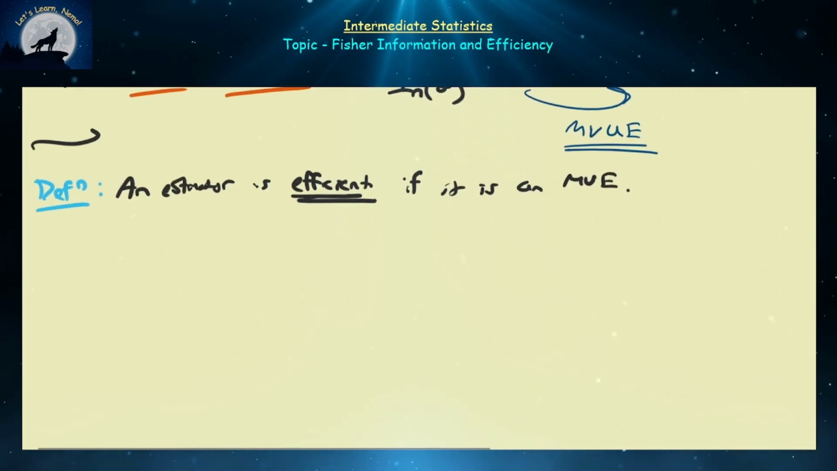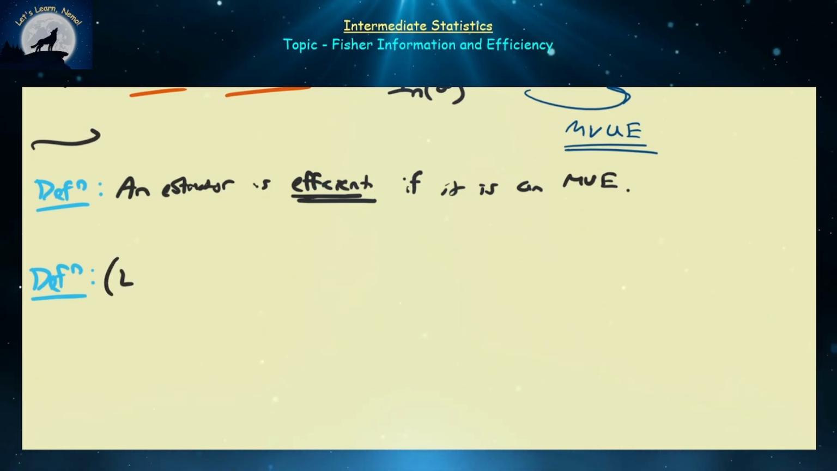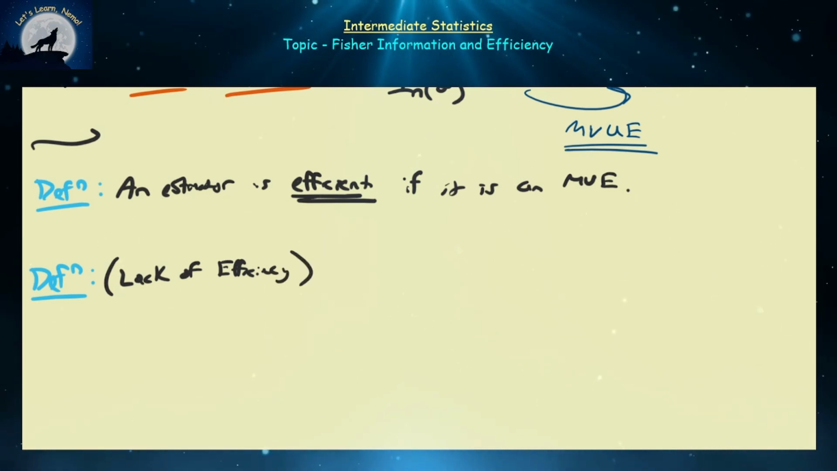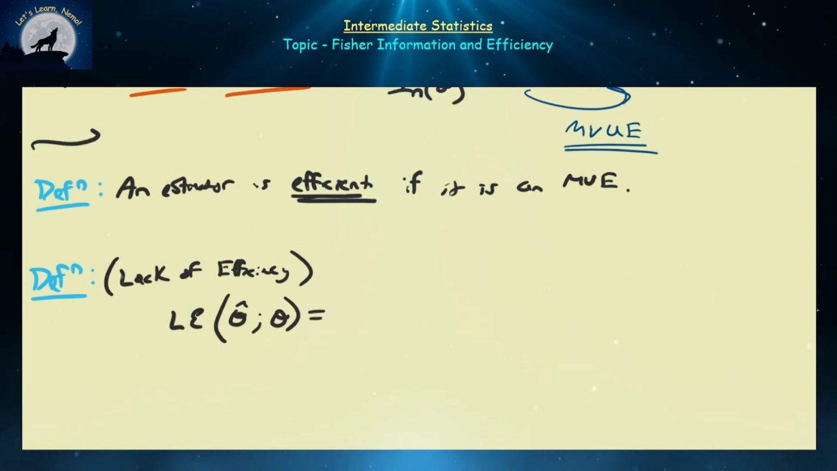Now, obviously, not all estimators will be efficient. Therefore, there will be a lack of efficiency for a lot of them. So, lack of efficiency. And this is kind of the analog to the bias for an unbiased or biased estimator. And we're going to abbreviate that by LE for theta hat for theta. And this would be equal to the variance of theta hat, minus the Cramér-Rao lower bound.